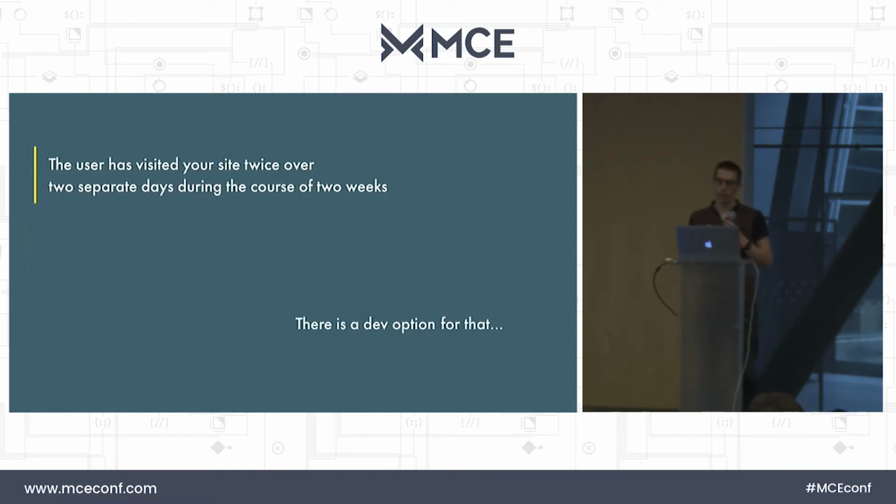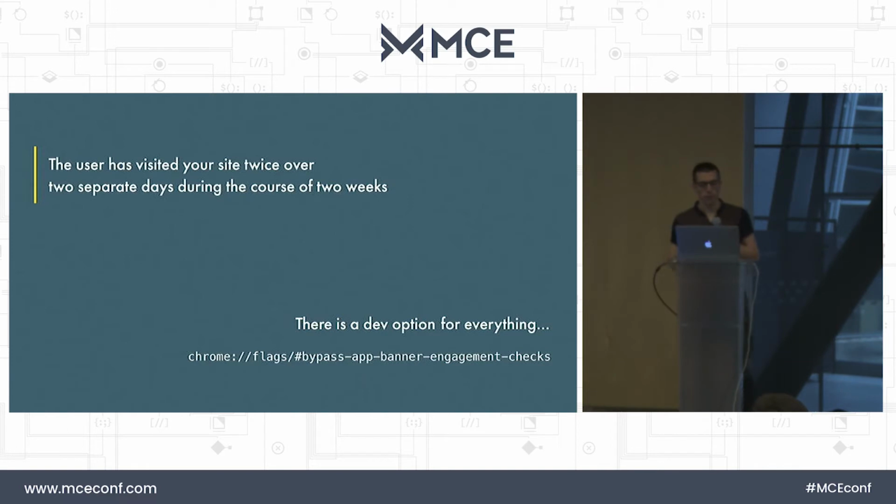Obviously, and fortunately, there is a dev option for that. There is one actually for everything, and this dev option can be enabled just by going to this link: Chrome flags, bypass user engagement checks for the app banner. If you click on that, then the banner will always be displayed. So as a developer, it's pretty handy.